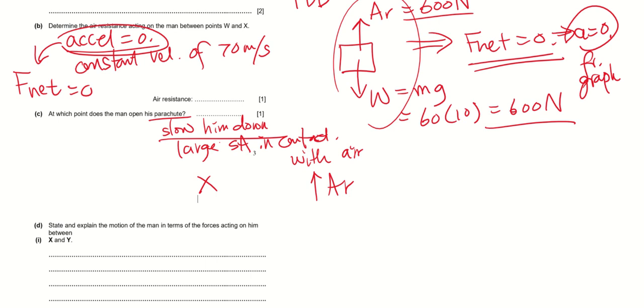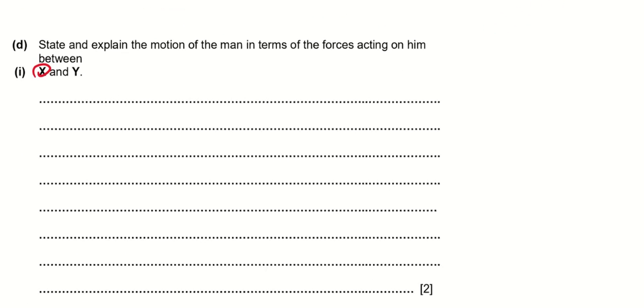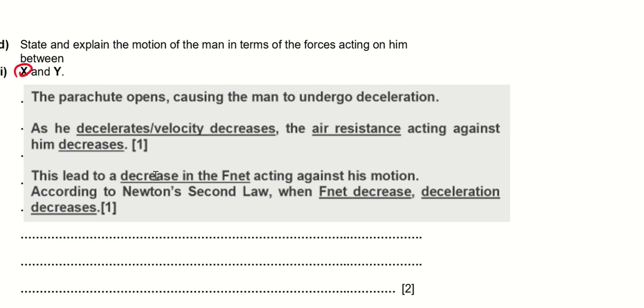Now explain the motion of the man in terms of the forces acting on him between X and Y. So at X is where he is opening up the parachute. So when he opened up the parachute, this is the answer. Let me just annotate from here. The parachute opens, causing the man to undergo deceleration. Why did he undergo deceleration? Maybe let me draw my free body diagram.